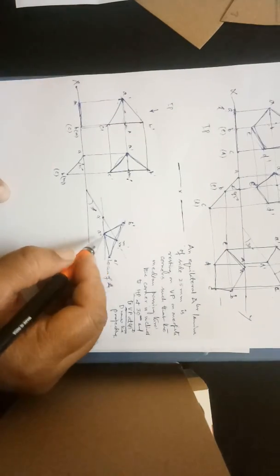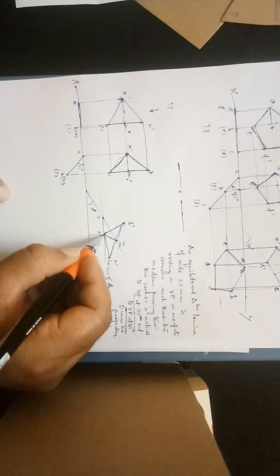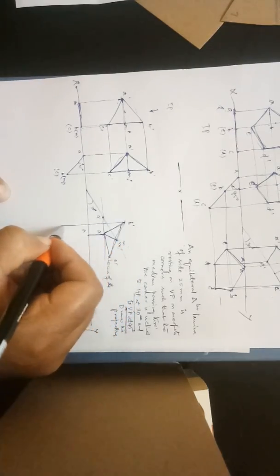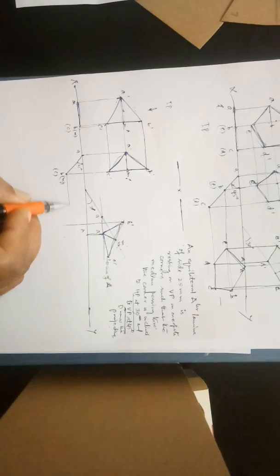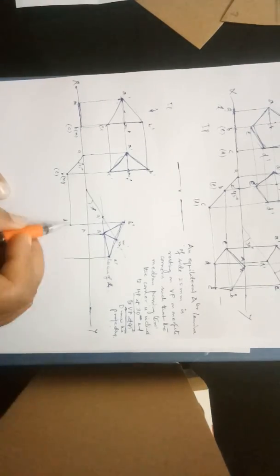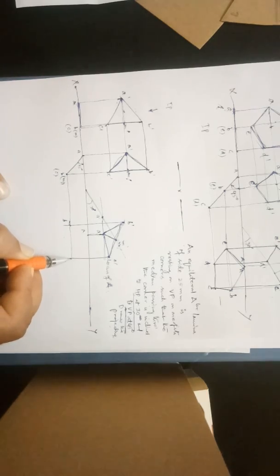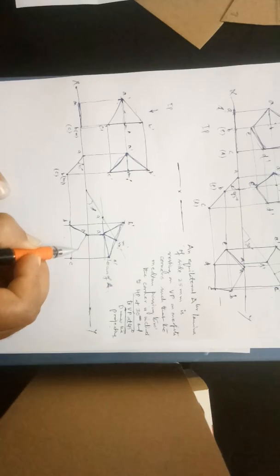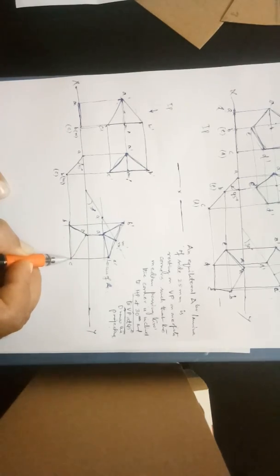So project the top view. In the top view, A will be on the XY line. B will be below the XY line. This is B, and C will also be on the same line. This is C. So join A, B and C. This will be the top view which is required. So this will complete the problem.